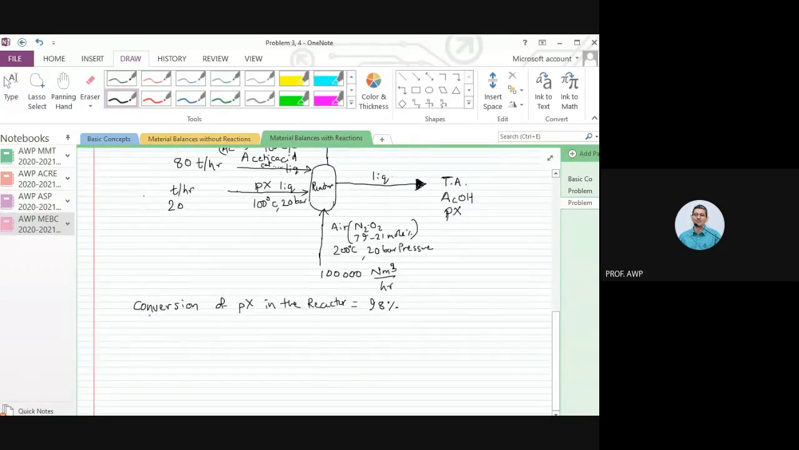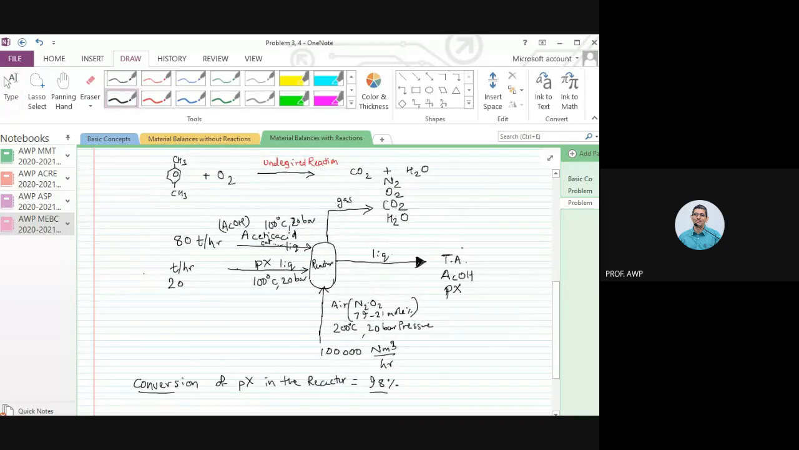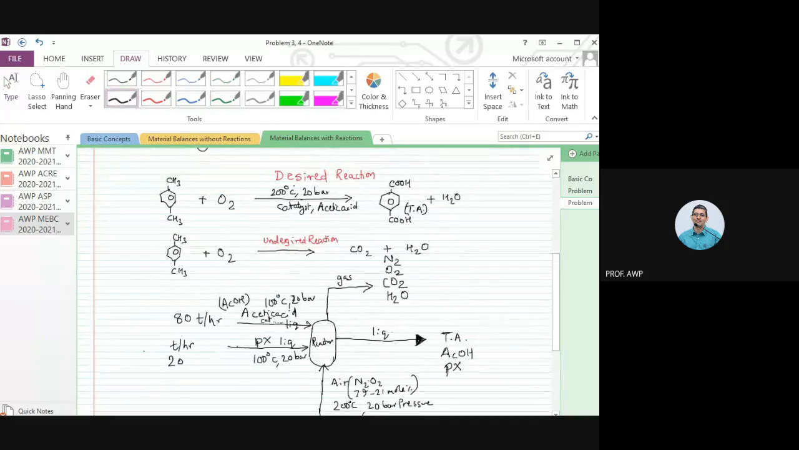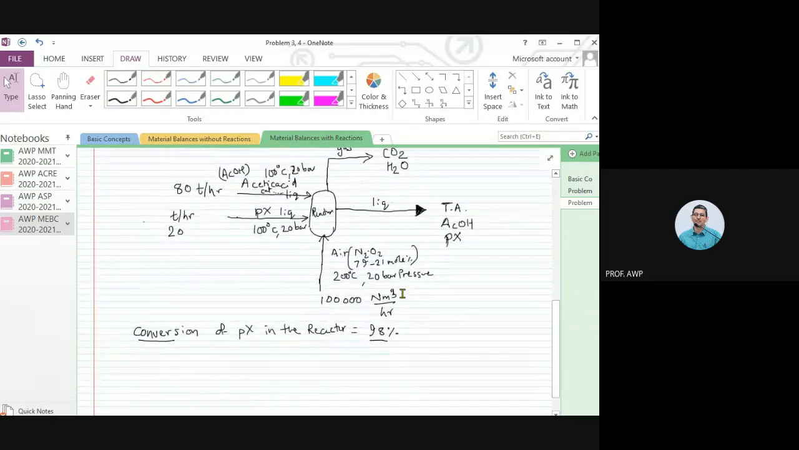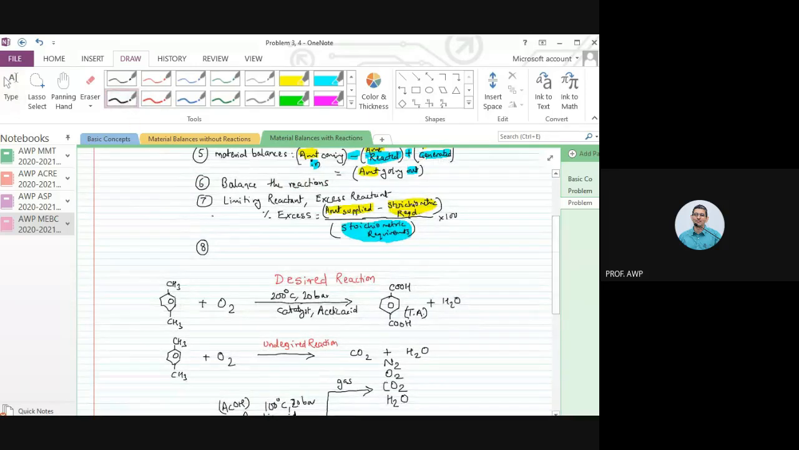Now, out of this conversion of 98%, if you have to do material balance and find out how much terephthalic acid is generated, I also have to tell you how much of the desired reaction occurs and how much of the undesired reaction occurs. Do you agree? Yes, sir. So this conversion means, recall what our conversion means. Percent conversion. In fact, that is what I wanted to talk about. So our percent conversion is amount reacted divided by amount fed, into 100. Fed in the sense supplied. I'm supplying to the reactor, or I'm feeding to the reactor.